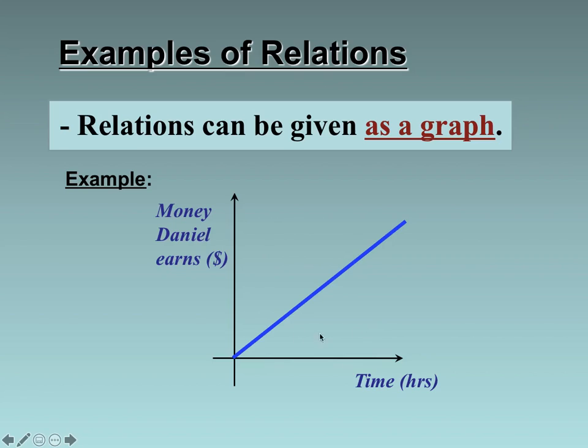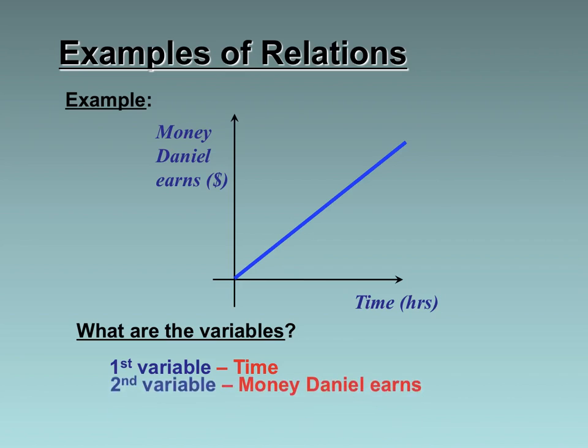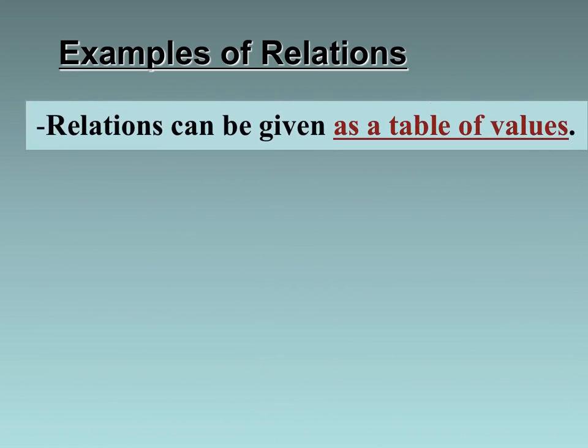So this is a relation. We see a connection shown in this graph, and we'll see a lot more of these in the coming weeks, between the amount of time that's worked and the total money that Daniel earns. In this case, the variables we mentioned are time and the total money that Daniel earns. We don't know what either of those are. They don't have specific values, but we can see the relationship between them.